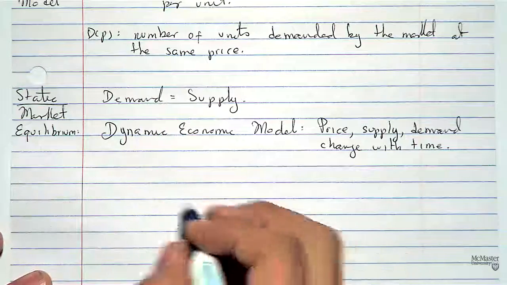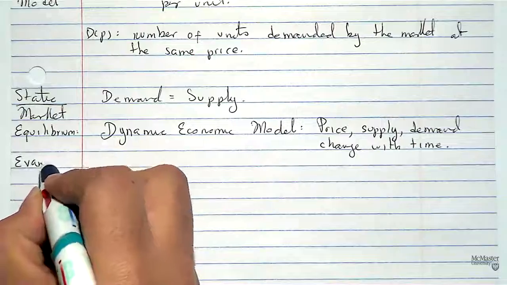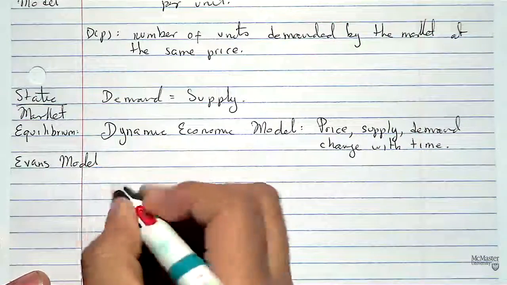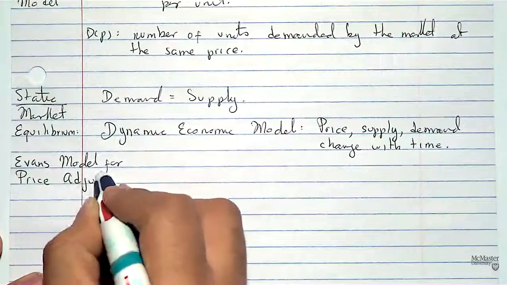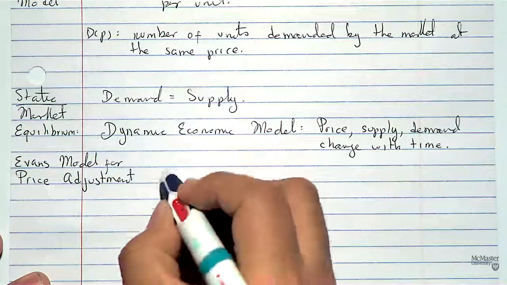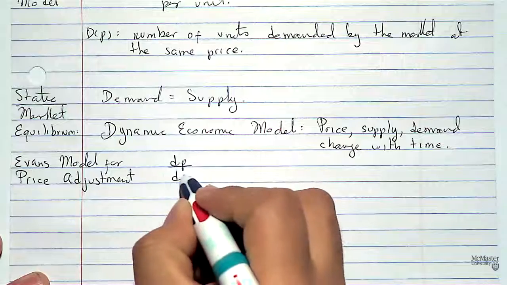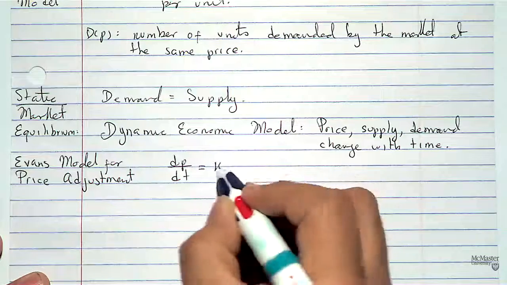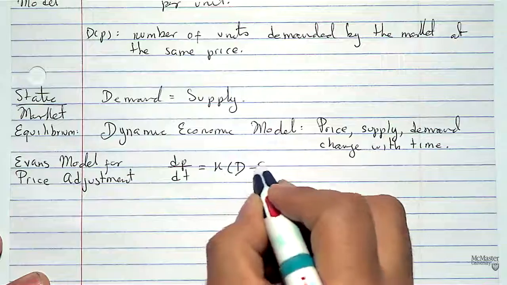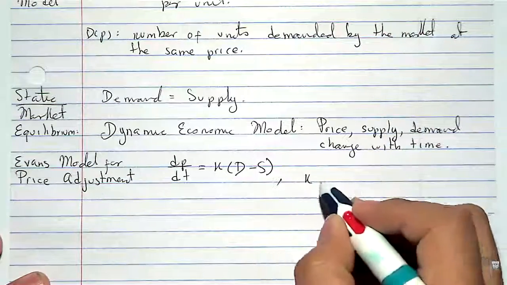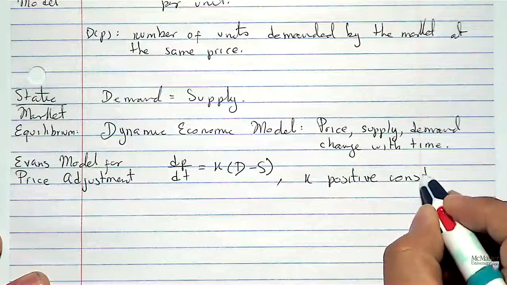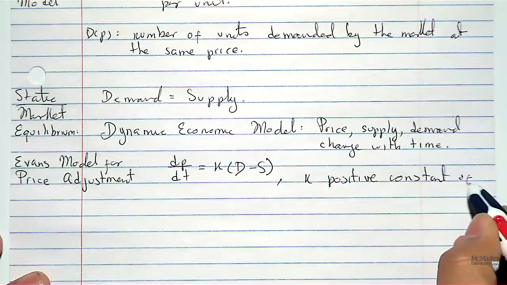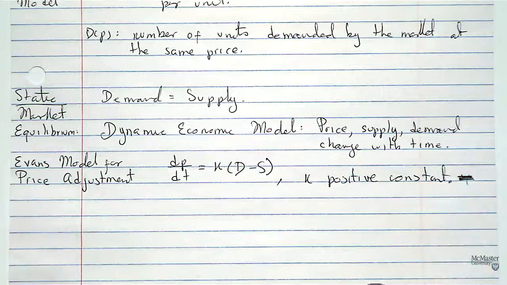So there is a model that is stated in the book, which is the Evans model for price adjustment. And it has the following equation. So the derivative of the price with respect to time is proportional to the difference between the demand and the supply, where K is the positive constant of, well, I would say constant of proportionality, but so far this is the only thing that we know.